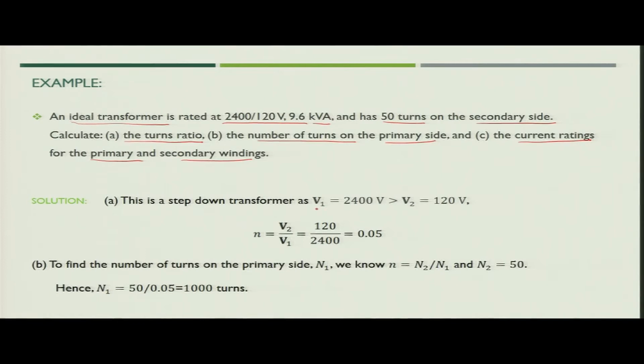Since V1, that is 2400, is greater than V2, we are talking about a step down transformer, so n will be V2 by V1. You get turns ratio as 0.05. Based on this, you can find the number of turns on the primary side, because n is nothing but N2 by N1, and N2 is given as 50. So, you will get N1 as 1000 turns.